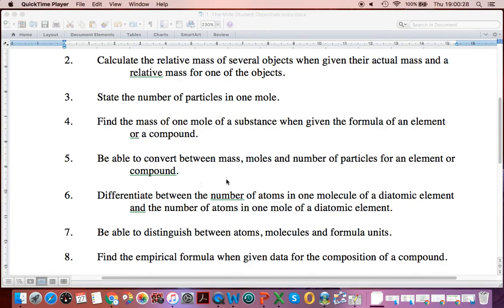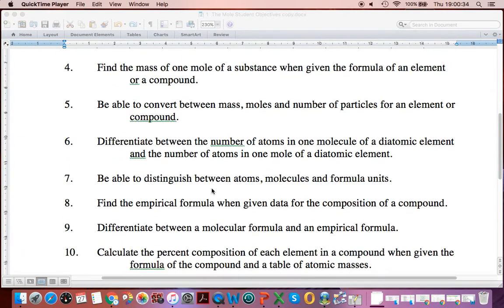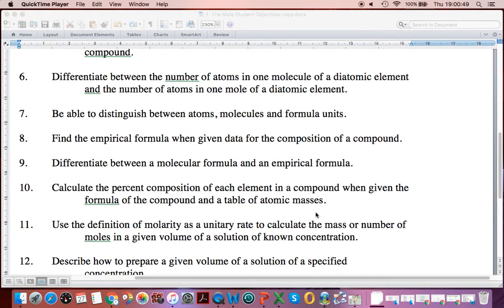And number five, we keep going, and now all of a sudden we start worrying about particles. But we also have to know the difference between element and compound. Number six says we do what we've been doing in number five, but now we have to deal with diatomic elements. The Hal knows. And we have to know the difference between atoms, molecules, and formula units.